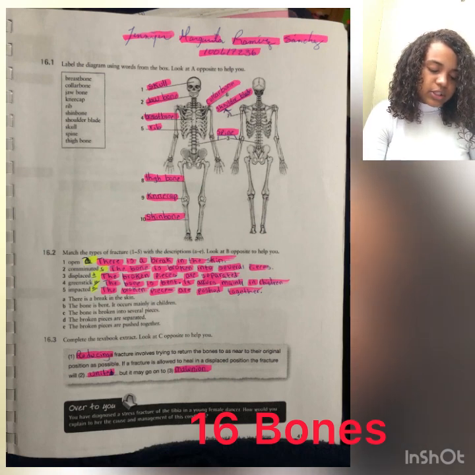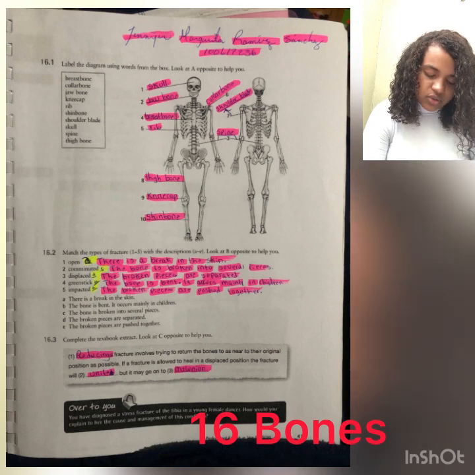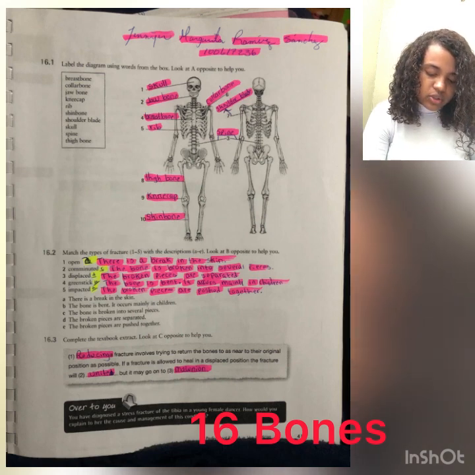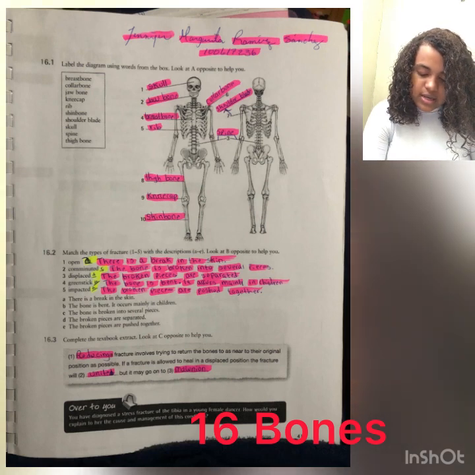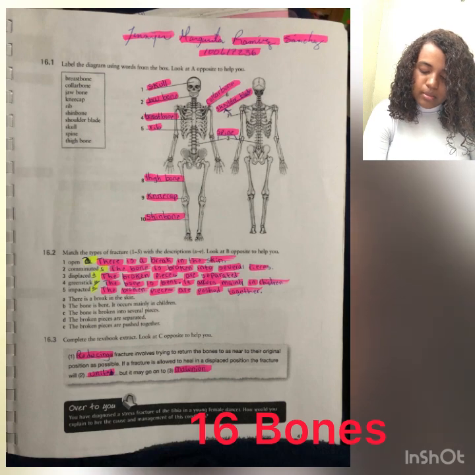Part 3. Complete the text. Look at C opposite to help you. Reducing a fracture involves trying to return the bones to as near to their original position as possible. If a fracture is allowed to heal in a displaced position, the fracture will unite, but it might go on to malunion.